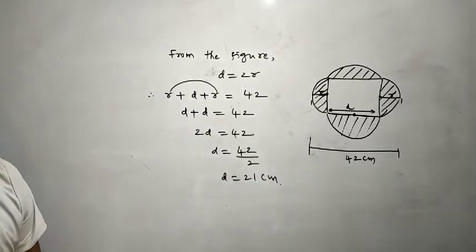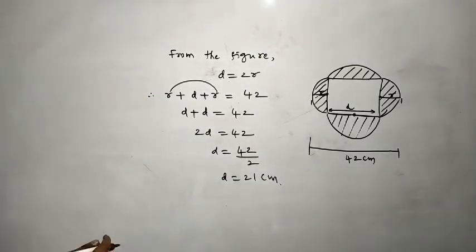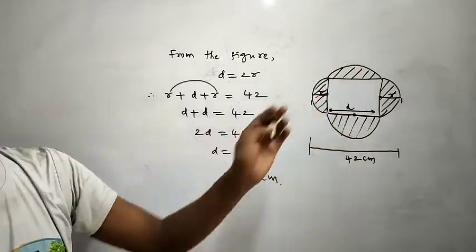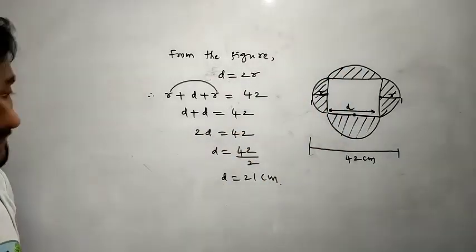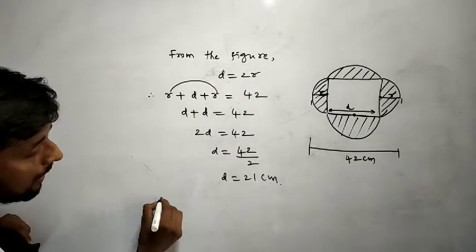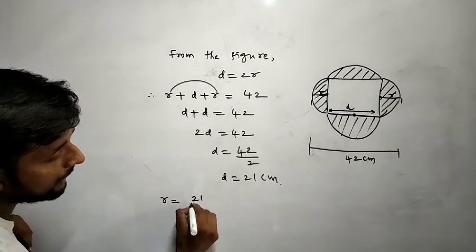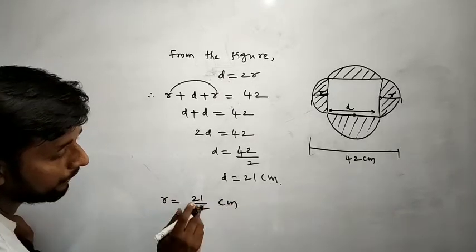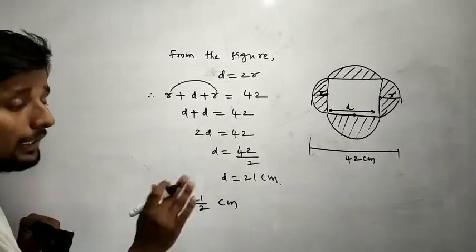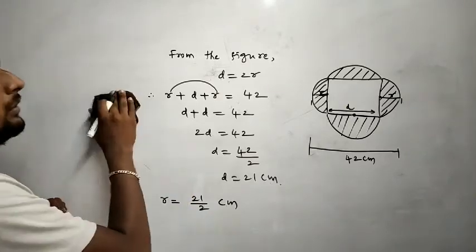Actually we don't want D. We need R, because the area of a circle's formula is pi r square. So R is equal to 21 by 2 centimeters. If you are unable to cancel it, let it be.